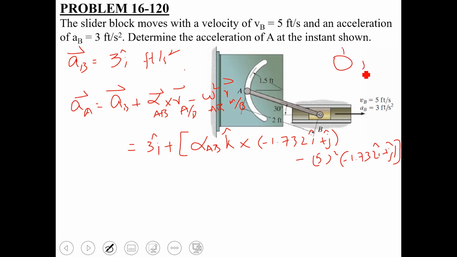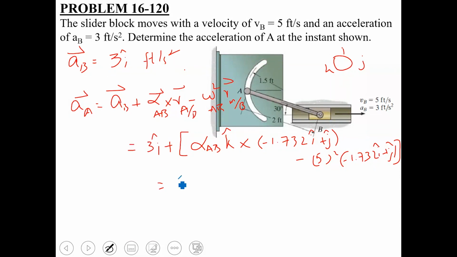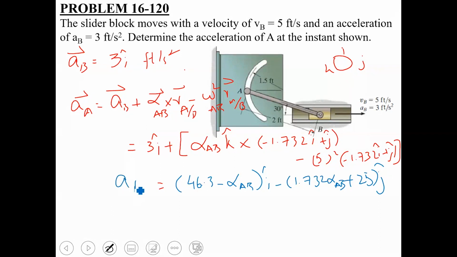Again, we are going to use the smaller triangle method, smaller circle method for finding the cross product. So once we evaluate this cross product, अगर मैं उसको simplify करके लिख दूँ, the right hand side of this equation should come out to be 46.3 minus alpha AB I minus 1.732 alpha AB plus 25 J. So this is going to be the right hand side, whereas the left hand side represents the absolute acceleration of point A. So let's say that this is our equation number 1.